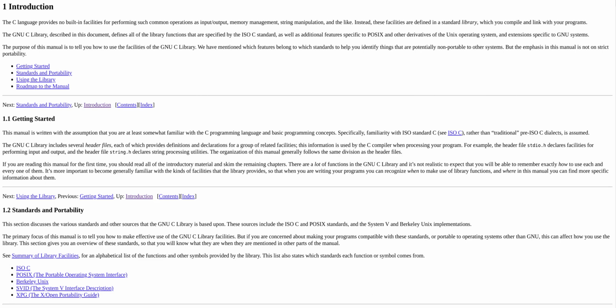This section gives you an overview of these standards, so that you will know what they are when they are mentioned in other parts of the manual. See Summary of Library Facilities, for an alphabetical list of the functions and other symbols provided by the library. This list also states which standards each function or symbol comes from.